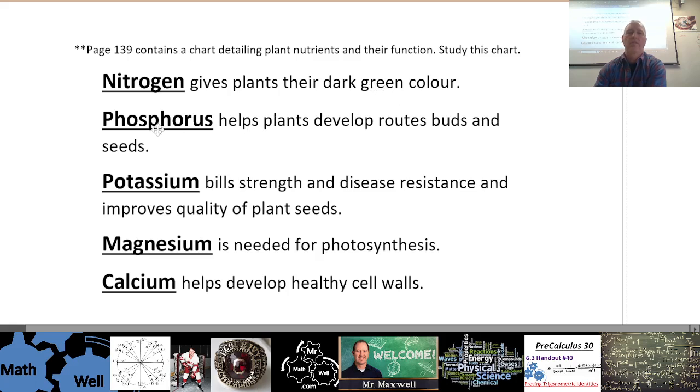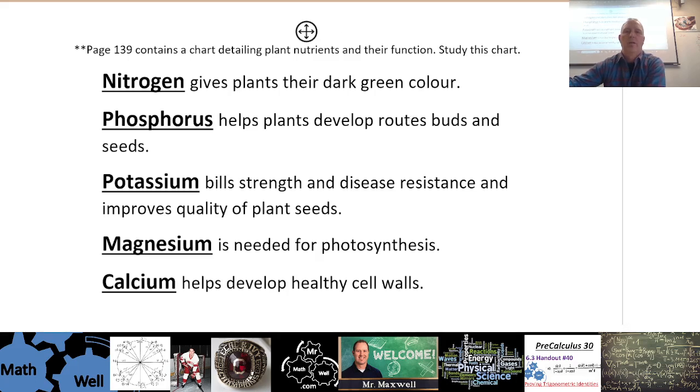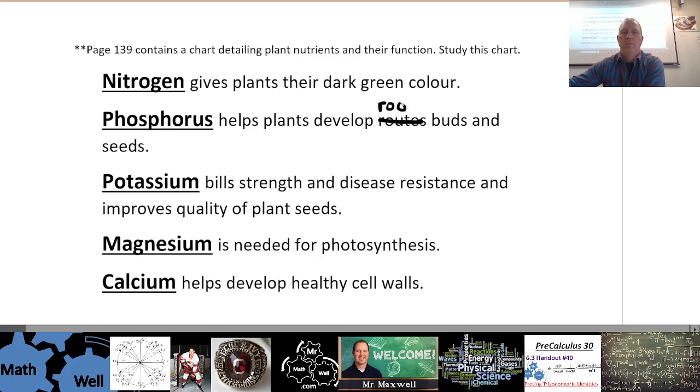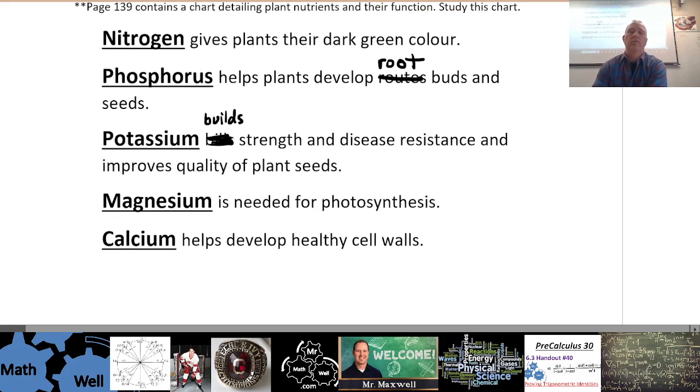Phosphorus helps plants develop root buds and seeds. Potassium builds strength and disease resistance and improves quality of plant seeds. So strength and disease resistance, big one. Magnesium is needed for photosynthesis. Calcium helps develop healthy cell walls, so the cells don't break down and the thing dies from the inside.